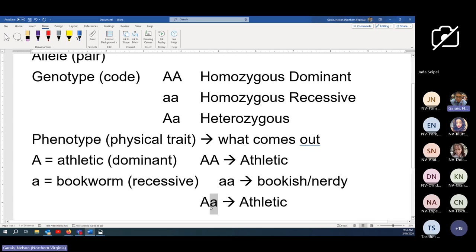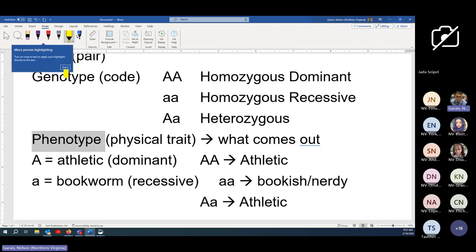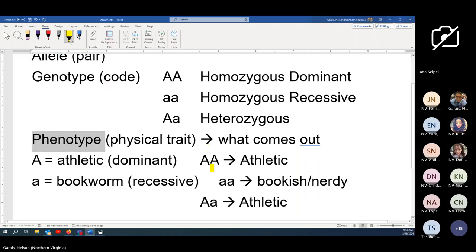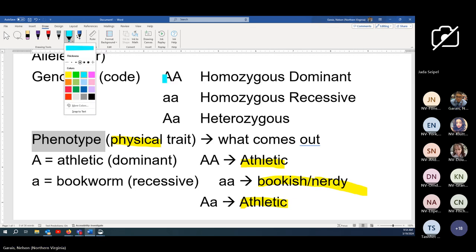So that's the thing that got expressed in the phenotype, right? Let's highlight these phenotypes. Phenotype is things that are physical, right? So athletic, bookish, nerdy, athletic. That's your phenotype. But what is the genotype? The code, the letters.